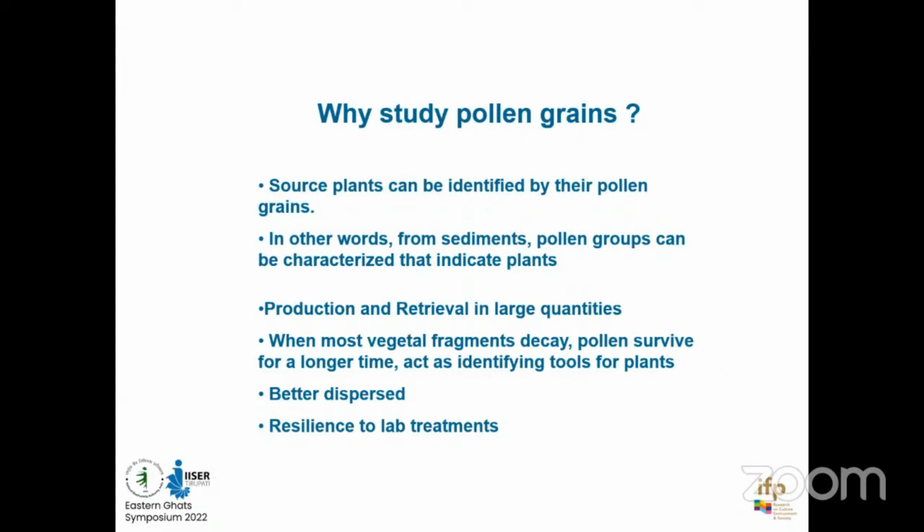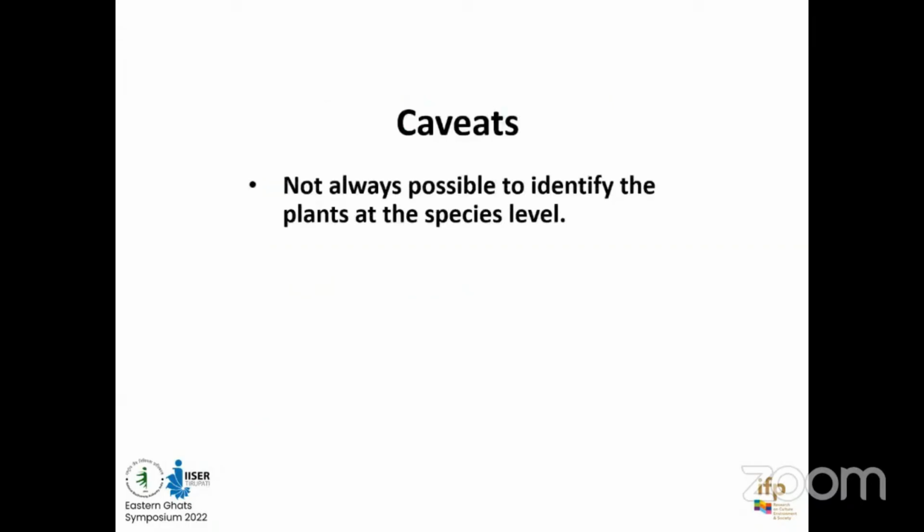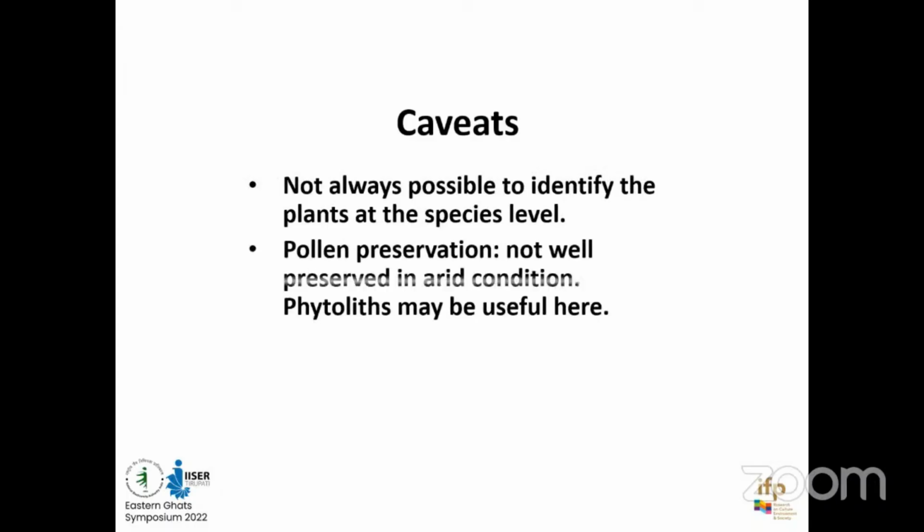So it is produced in large quantities, it is well dispersed, and also because of its wall properties, it's quite resilient to lab treatments. So this is why pollen grains are very important in various studies, including in reconstructing past vegetation history. But there are always caveats when you use any method. As I said already, you can't identify plants at the species level.